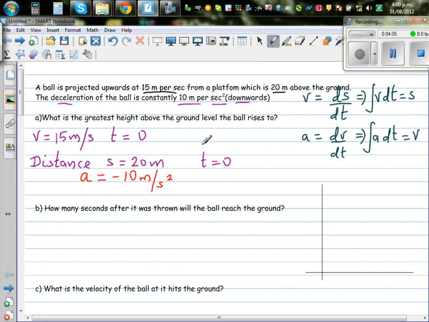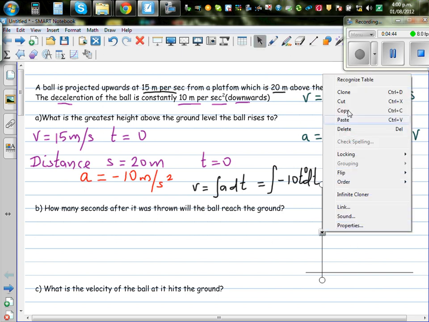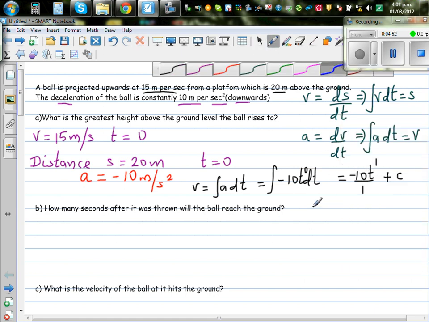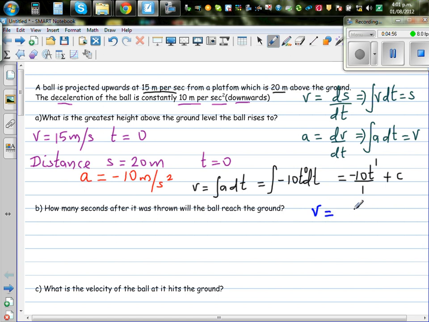So what I'm saying is velocity is the integration of a dt. So this is equal to the integration of a, which is given to be minus 10, dt. Now 10 can be written as 10 t to the power 0. So integrating, this will be minus 10 t to the power 1 over 1 plus c. So velocity is equal to minus 10t plus c.